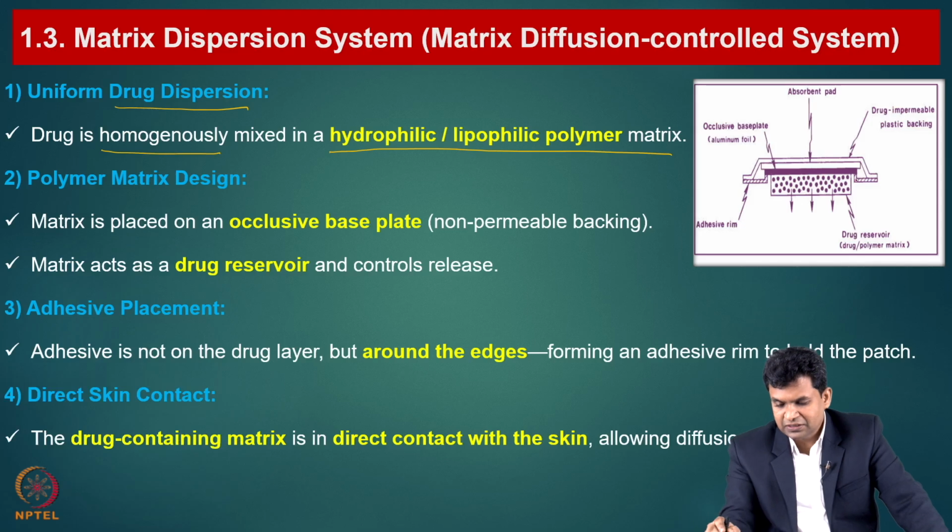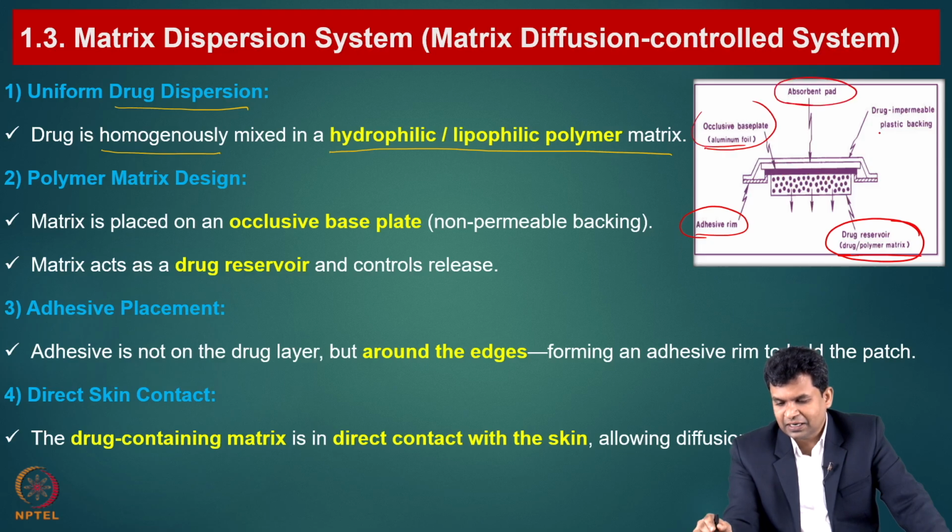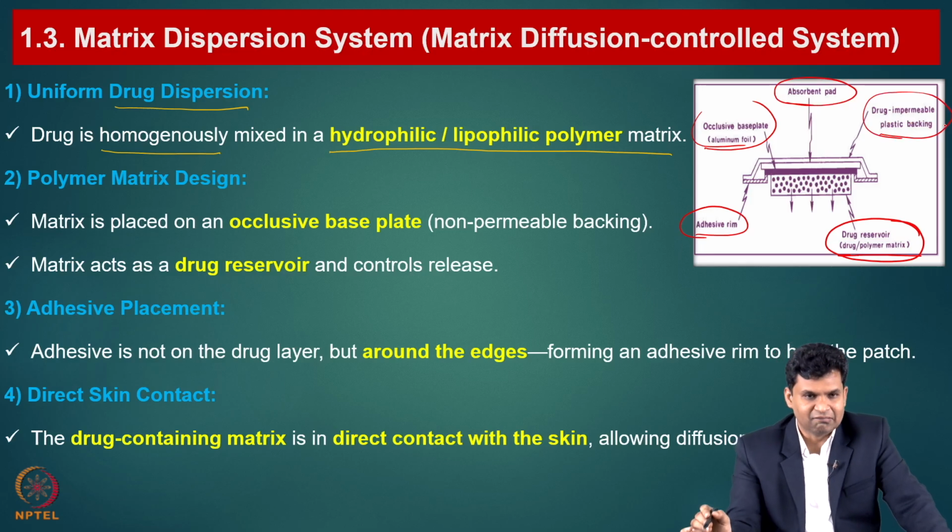Here you can see this is the drug reservoir. Here you can see the drug and polymers look like a matrix system, which is embedded in the polymer system. Now here you can see there is an adhesive rim. Here we adhere our patch, and after that you will see one more layer, the adhesive base plate. There we attach our adhesive rim, and after that you will see the adsorbent pad, and then the drug-impermeable backing layer.